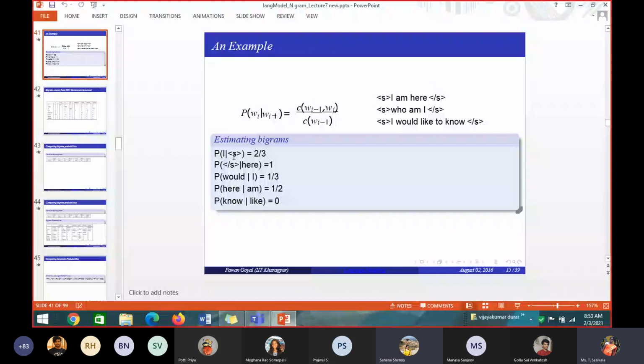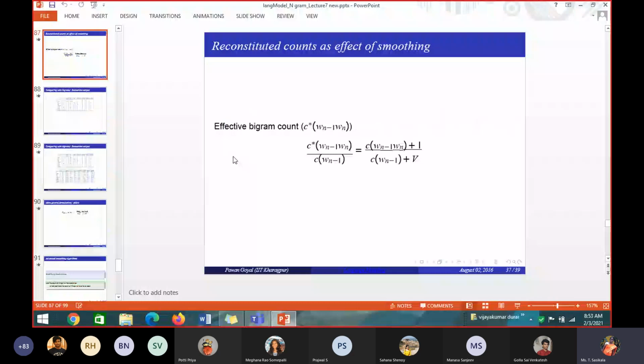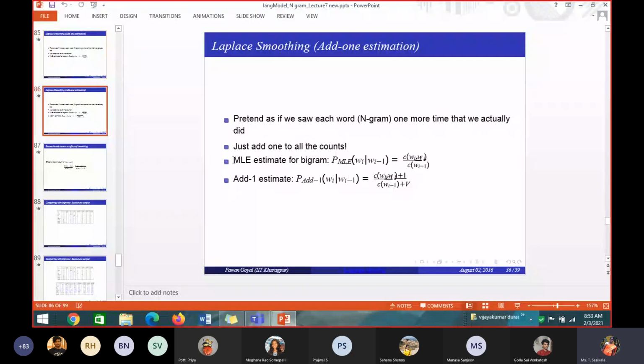Yes, ma'am. So using this maximum likelihood estimate, they are using the formula. See here, maximum likelihood estimate is given C of Wi minus 1, comma Wi divided by C of Wi minus 1. So add one estimate, what they are doing, they are adding 1 to the numerator divided by V, where V is the total number of words. This is the formula for add one estimation.